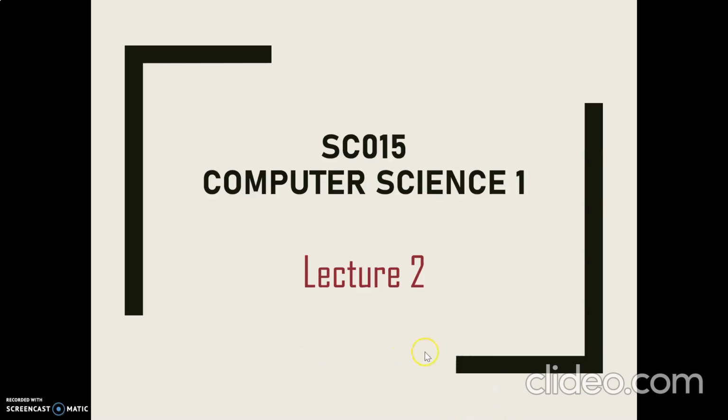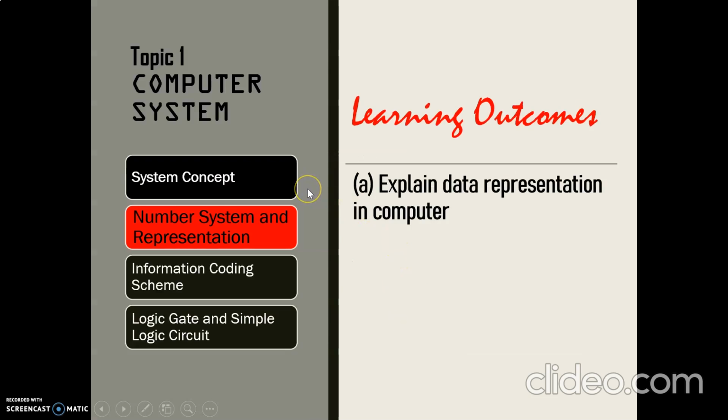Today we are still in topic number 1, and the second subtopic in topic number 1 is number system and representation. What we mean here is data representation. Our learning outcome for today is only one: you should be able to explain data representation in computer. So what is data representation?